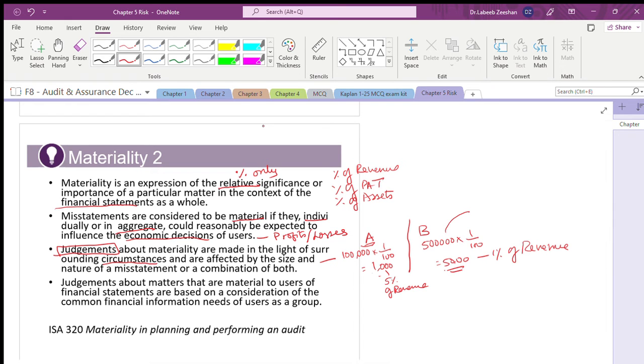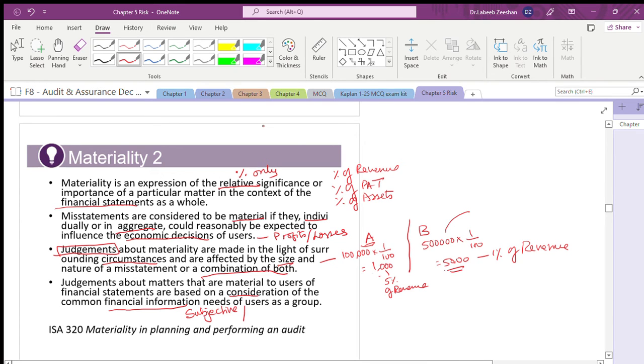That is why the judgments about materiality are made in the light of circumstances, and affected by the size and the nature of misstatements, or sometimes both. Now, judgments about matters that are material to users of financial statements are based on consideration of the group of financial information. It means it is all subjective.